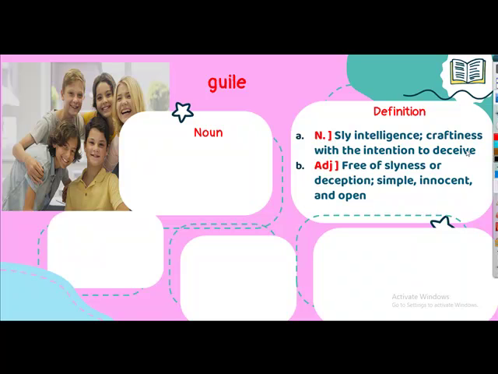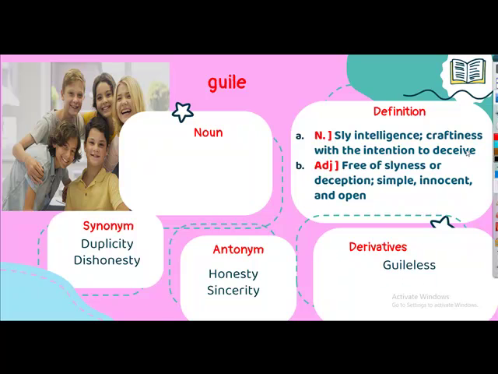So here, guile can be a noun, and guileful, that's the person who is that. So guile, that's duplicity or dishonesty. Of course, the antonym would be honesty or sincerity or gullibility. Guileless means naive or gullible. Guilelessly, that's the adverb of guileless.